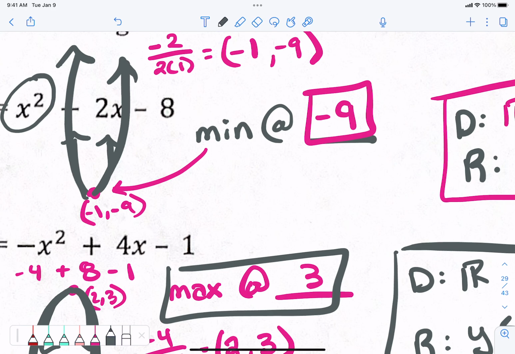So it depends on the way the parabola is facing. If it's a smiley face or a frowny face. If it's a smiley face, it's going to be greater than. If it's a frowny face, it's going to be less than because it's going down.